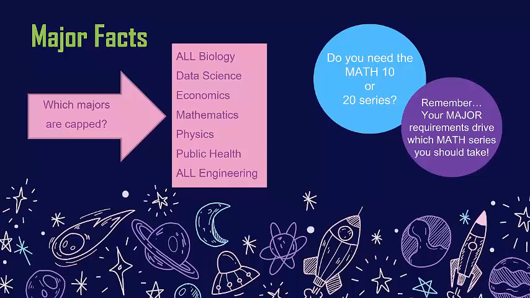Although students have many options to select as their major, there are some majors that may require pre-screening if you were not admitted into it upon entering UCSD. These majors are what we refer to as the CAP majors. CAP majors limit the number of students that may enroll in their major. Currently, the CAP majors at UC San Diego are all biology majors, data science, economics, mathematics, physics, public health, and all of the engineering majors.